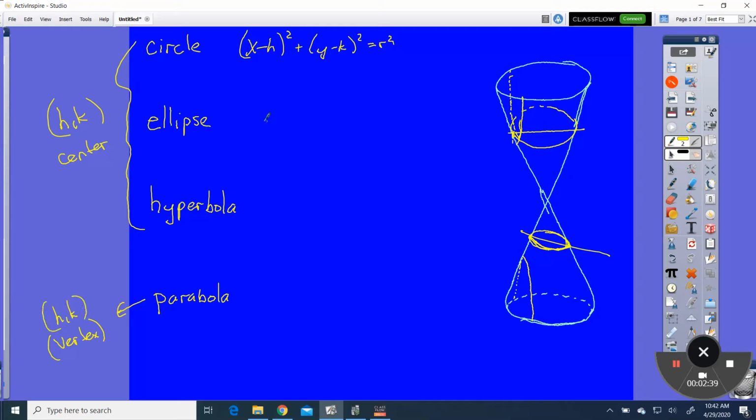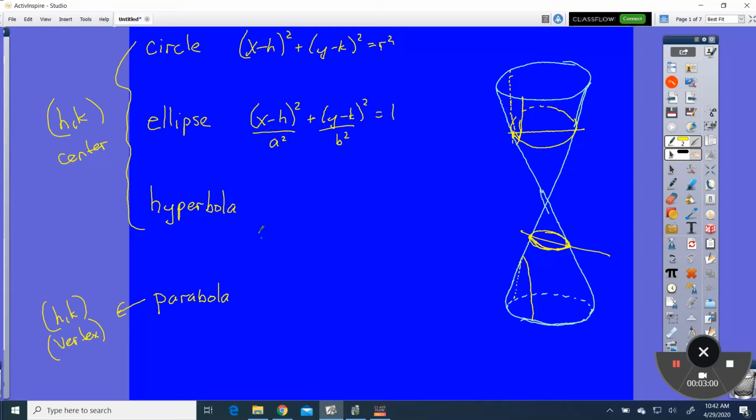Now, the equation of an ellipse. The difference between an ellipse and a circle is that these have different numbers. On a circle, these are the same numbers, so whatever this radius is. On an ellipse, it equals 1, and then we have a squared and we have b squared.